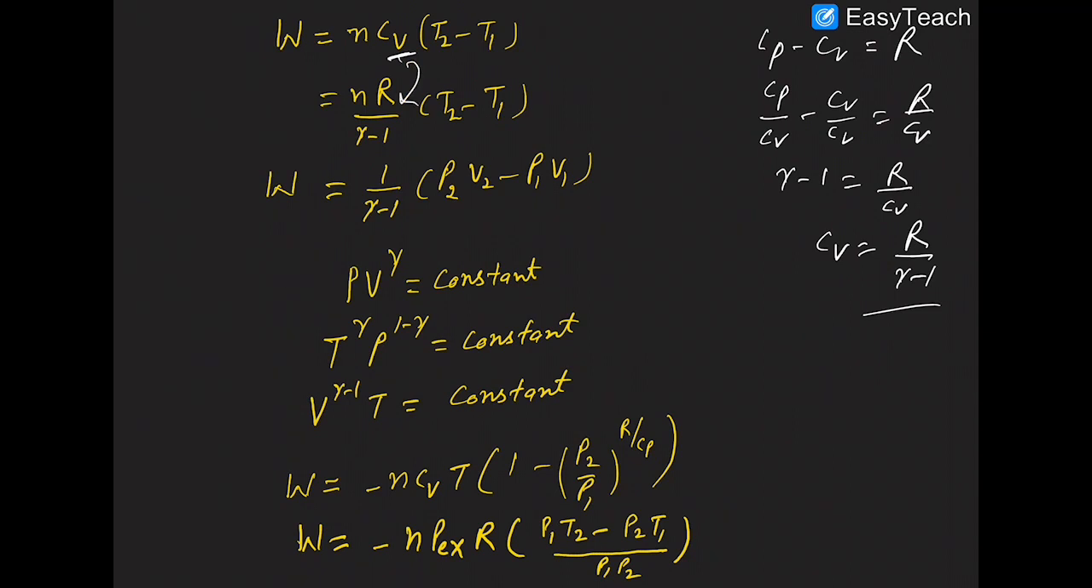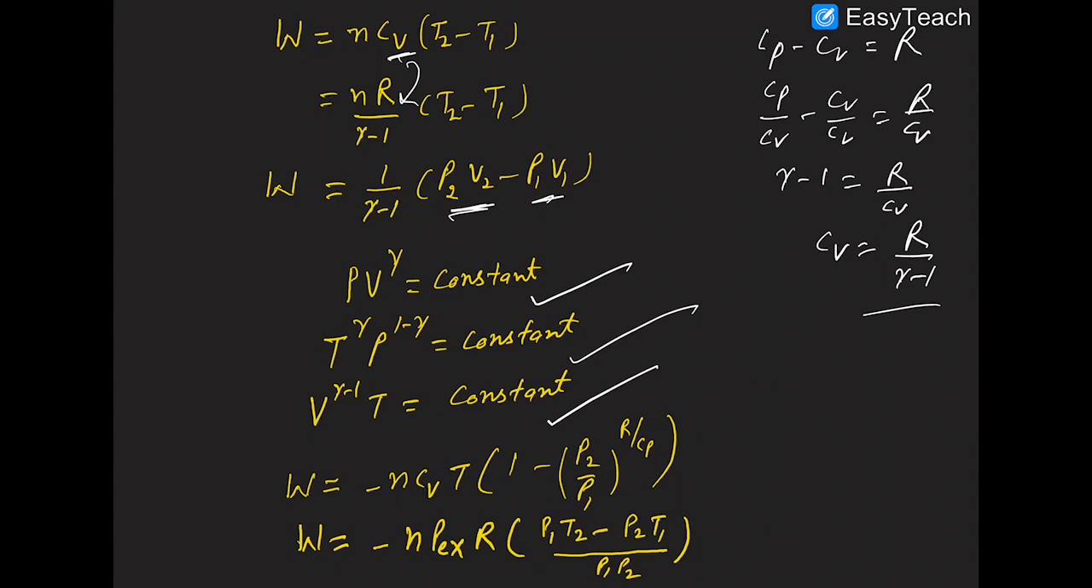nRT2 becomes P2V2, nRT1 becomes P1V1. So PV^gamma equals constant is also an adiabatic condition. T^gamma P^(1 minus gamma) equals constant is also an adiabatic condition. P V^(gamma minus 1) into T equals constant is also an adiabatic condition.